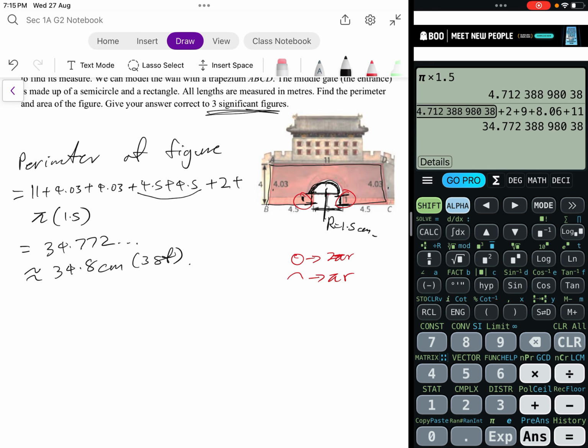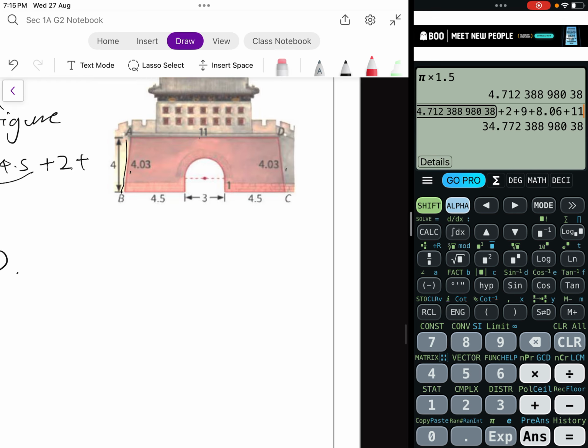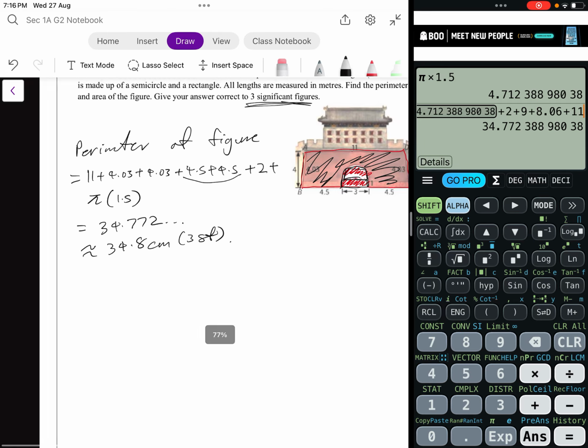If you want to find the area, you must be a bit smart about it instead of finding piece by piece. What we can do is find this whole trapezium first. This is a trapezium, right? So we find this whole trapezium first, then we minus the area of the semicircle, then we minus away the area of the rectangle, and we get the area of this shape. That will be the easier way to solve this question.